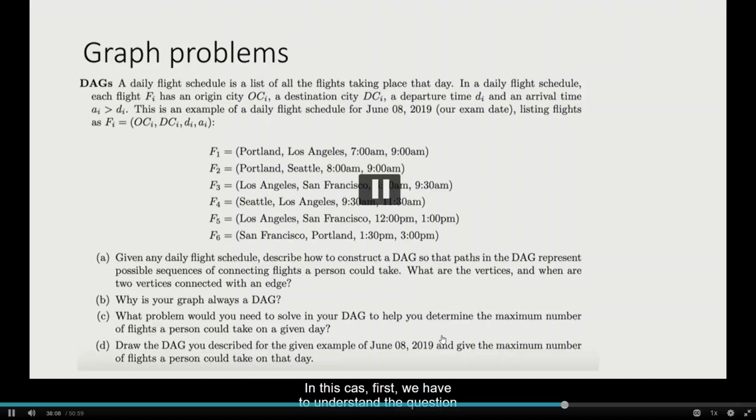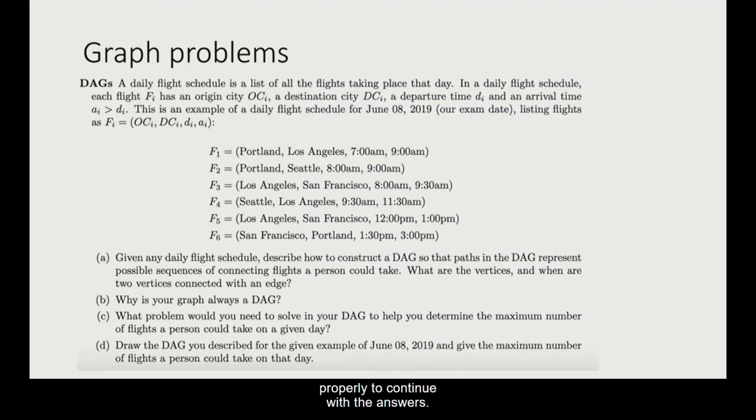So in this question, first we have to understand the question properly to continue with the answers. A daily flight schedule is a list of all flights taking place that day. In a daily flight schedule, each flight Fi has an origin city OCi and a destination city DCi, departure time Di and the arrival time Ai, which is greater than the departure time.